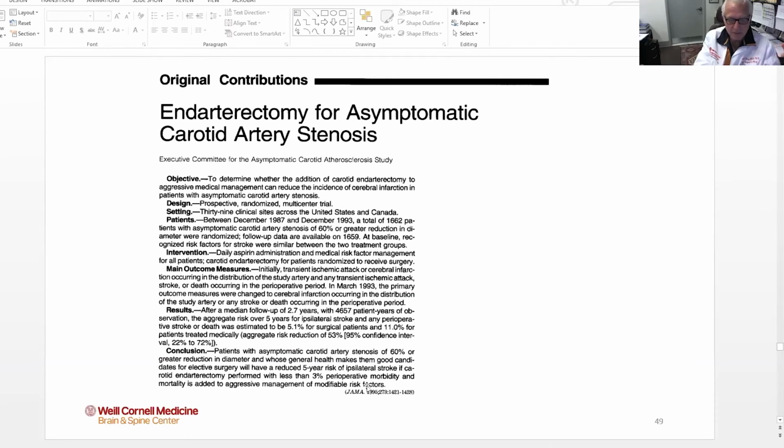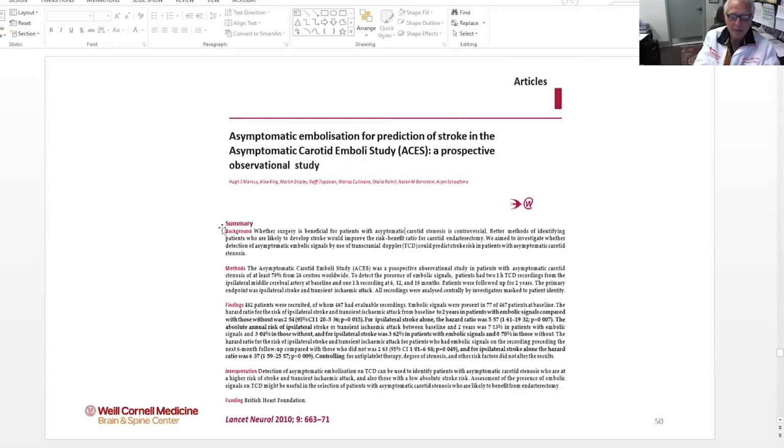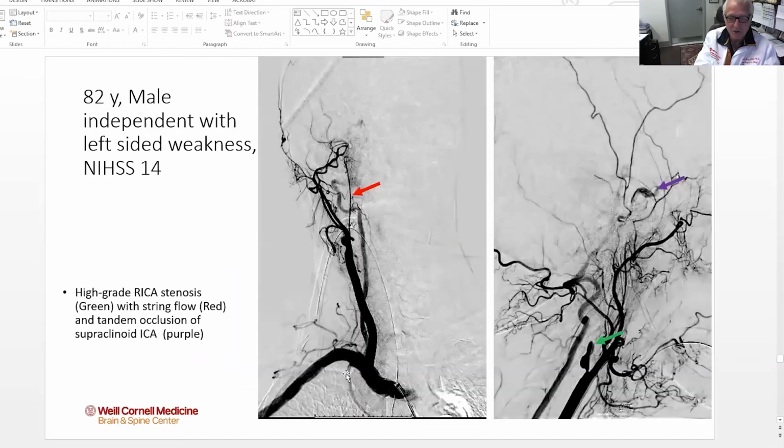This, I just want to say, is the article that I was referring to in '95 with ACAS, where asymptomatic carotid stenosis of 60% showed that it was beneficial. You can look these all up. That's why I put the abstract and the titles in for you. The asymptomatic embolization for prediction of stroke talks about the use of transcranial Doppler to predict who might be at higher risk, even though they don't have severe carotid stenosis.